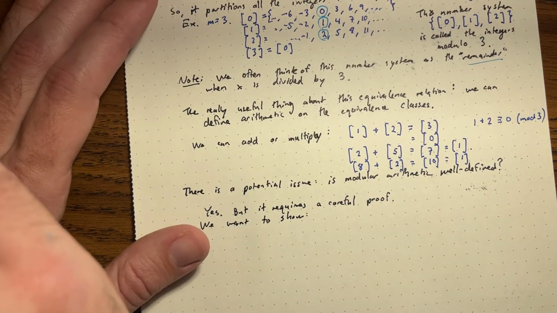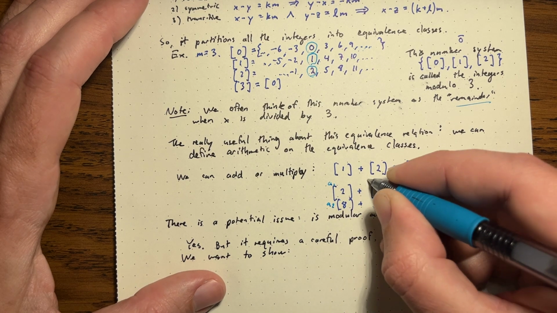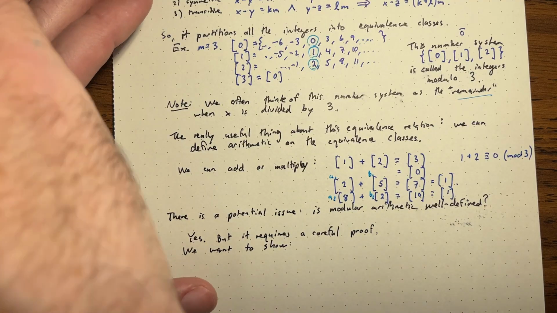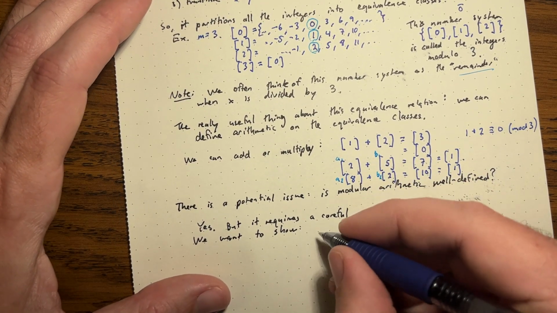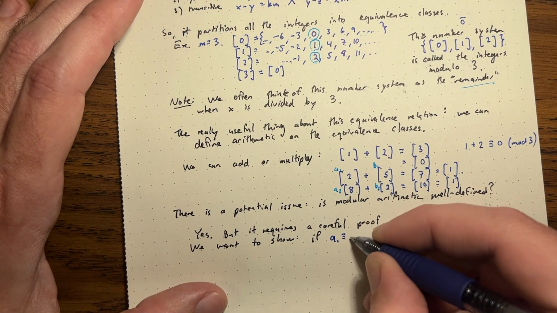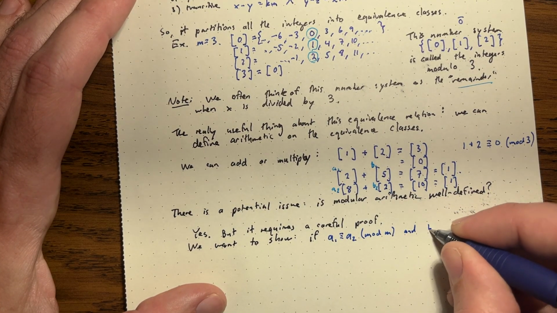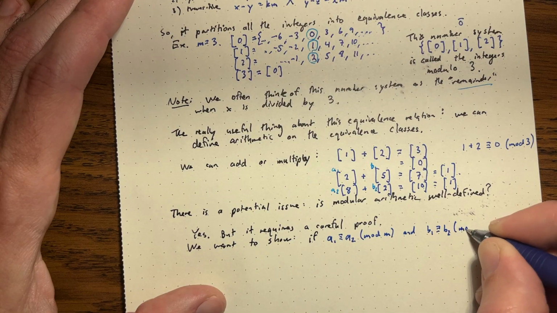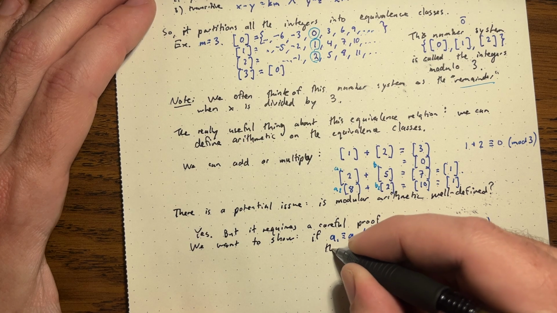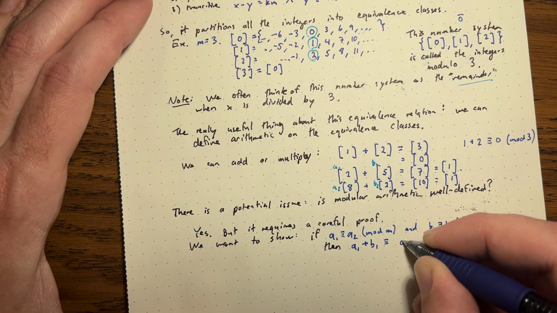You start with the same two. So in other words, if I think about this as A1 and A2, and this is B1 and B2, I want to show that A1 plus B1 is congruent to A2 plus B2. So assuming A1 is congruent to A2 mod M, and B1 is congruent to B2 mod M, then I want to prove this implication: A1 plus B1 is congruent to A2 plus B2.